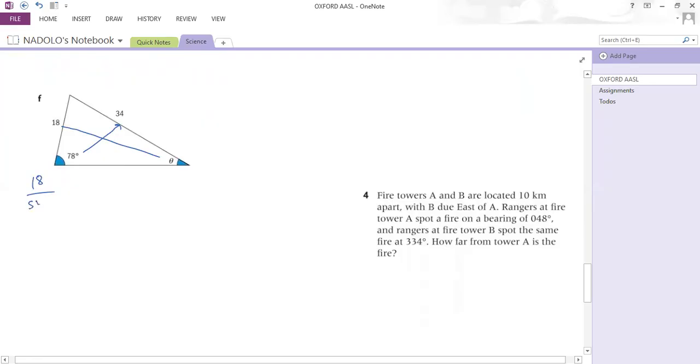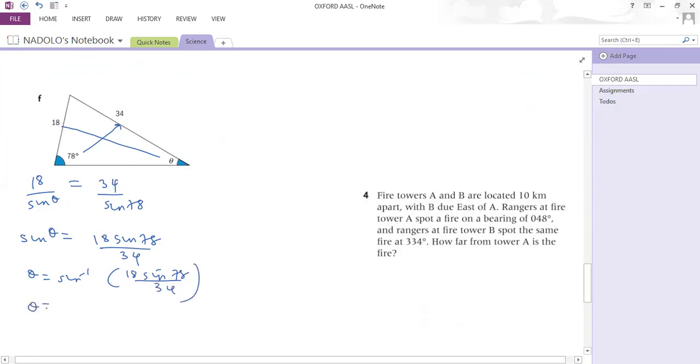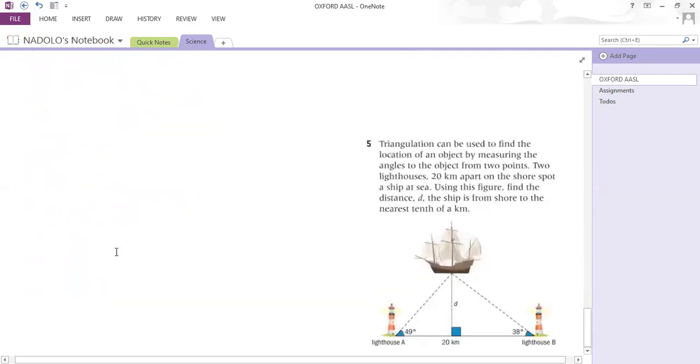But if this angle faces this side, this angle faces this side, we are going to do 18 divided by sine theta is equal to 34 divided by sine 78. So if you want to obtain sine theta, you're going to cross multiply 18 sine 78 divided by 34. And if you want theta, you're going to find the sine inverse of the answer you have up there. So if you do this, sine inverse of that should give you an answer of 31.2 degrees. That's part F.